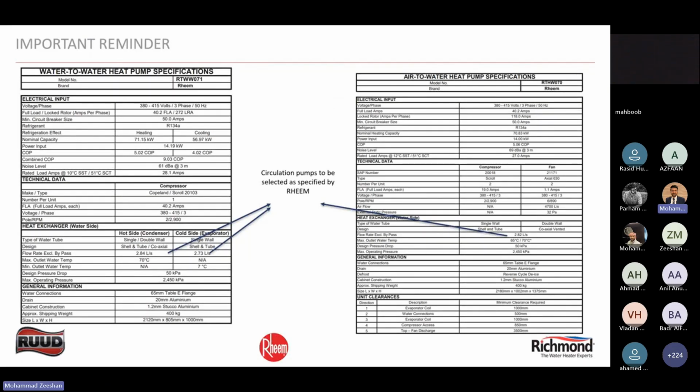So all our catalogs have a section where you can easily see our flow rates. For water to water, there are two flow rates we specify, which is primary side pump and the secondary side pump. For air to water heat pumps, we specify only the primary side. So that's on the circulation pumps.